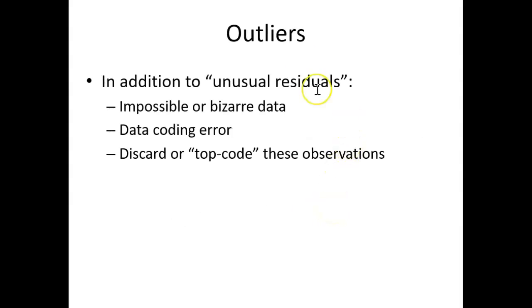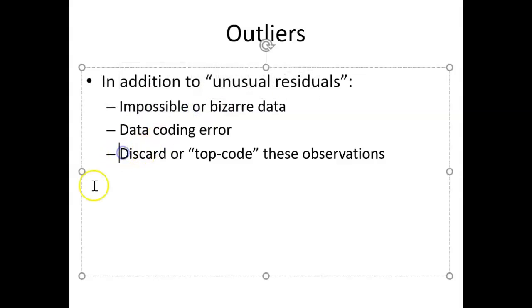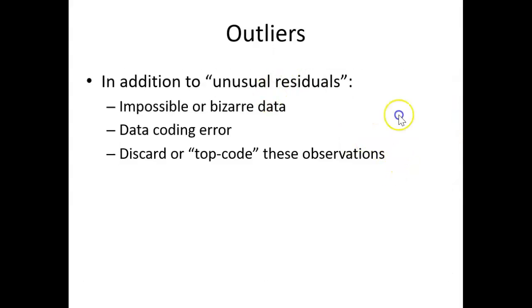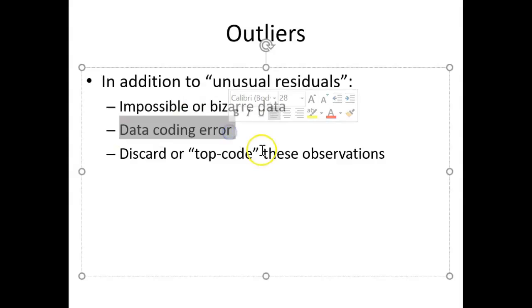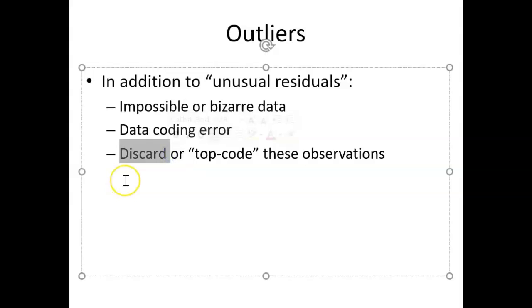In addition to unusual observations, you can have outliers that arise for a bunch of reasons. You can have just some bizarre data in there, or some impossible numbers, like if you have salary data and one of the numbers in there is 5 million, and you know that no one has paid $5 million at your company, you might think that that is an outlier. It might result from a coding error. Someone may have tapped in a couple extra zeros. One thing that you can do is you can discard those observations and re-estimate your model.